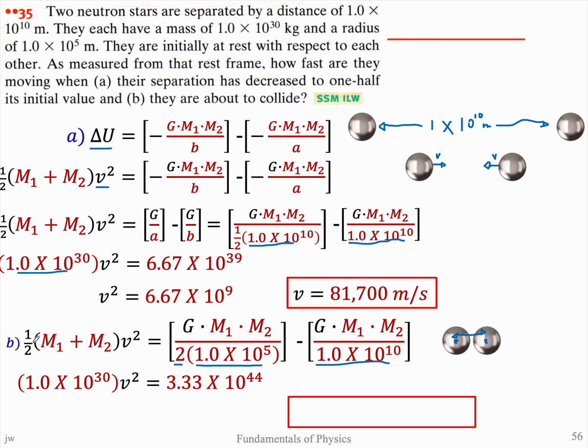Again, the 1/2 of the sum of their masses is this. And if you solve this whole side, you get this relatively large number. Giving us that, if you divide both sides and then take the square root of both sides, you get this, which is nearly 10% of the speed of light.